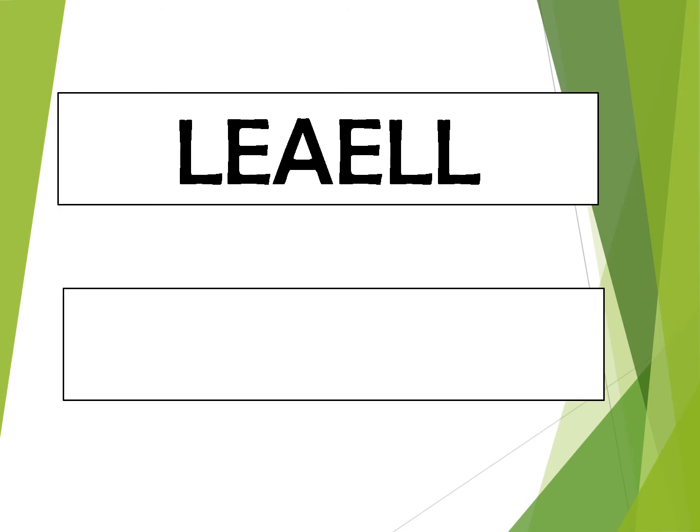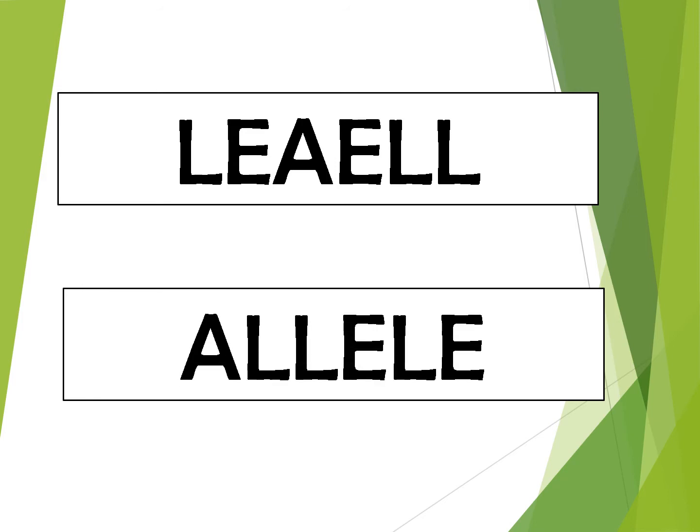We have here the first jumbled letters. Now, can you guess what word is being formed when you arrange the following letters? The word will be allele. Remember that allele is the variation of gene or the alternative forms of gene. We have two types of allele. We have dominant allele and recessive allele.